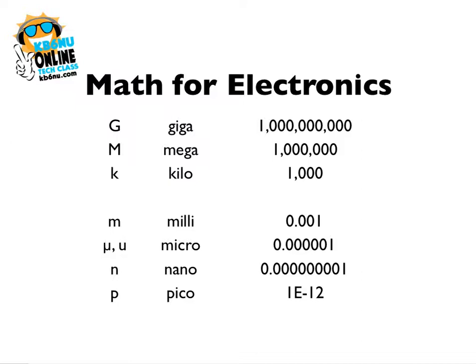Mega is the prefix we use to denote 1 million of a quantity. A megahertz is 1 million hertz. We use the capital M for mega, and we would write megahertz as capital M, capital H, lowercase z.